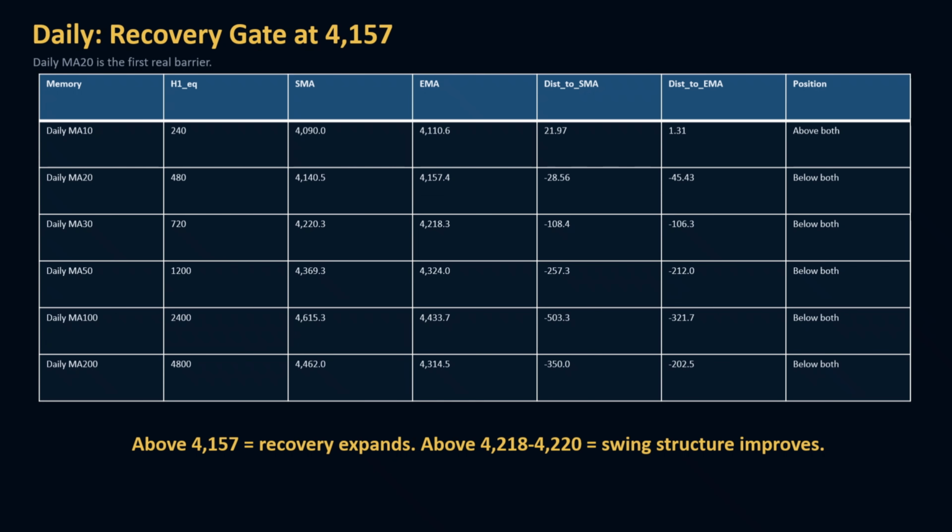On the daily time frame, the first significant recovery gate is located at approximately 4,157, corresponding to the normalized daily MA20 EMA. Price has already reclaimed the daily MA10 memory, indicating improving momentum. The next challenge is the daily MA30 near 4,220. Acceptance above these levels would significantly strengthen the bullish case and indicate that institutional buyers are regaining control.